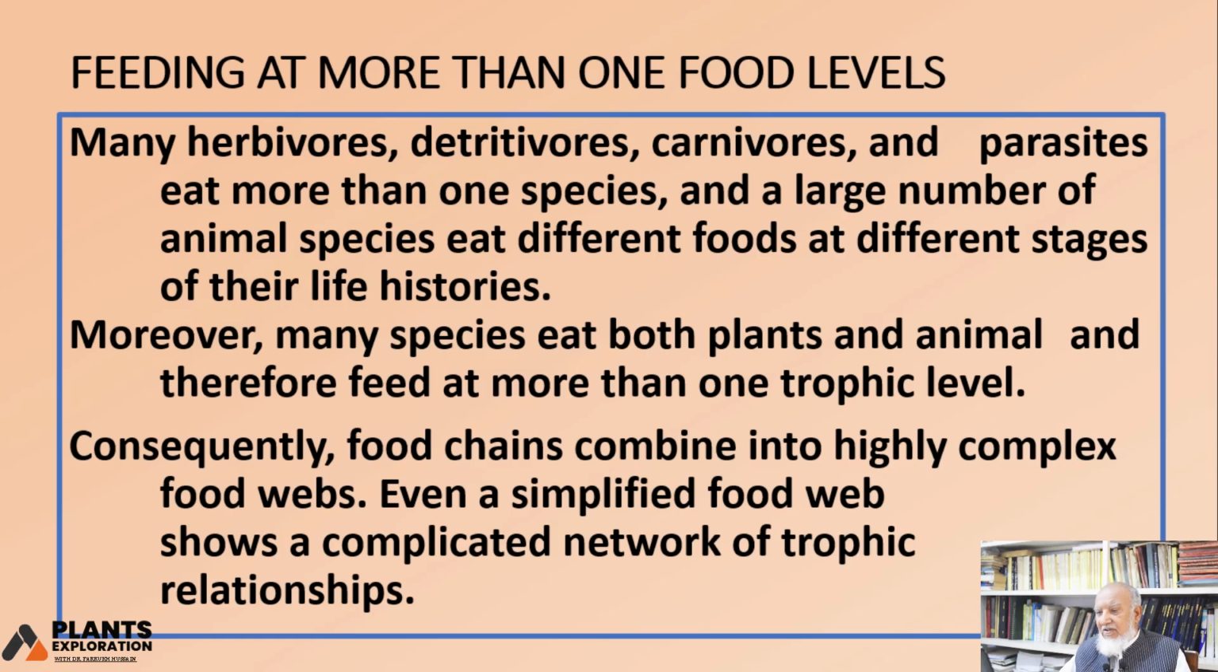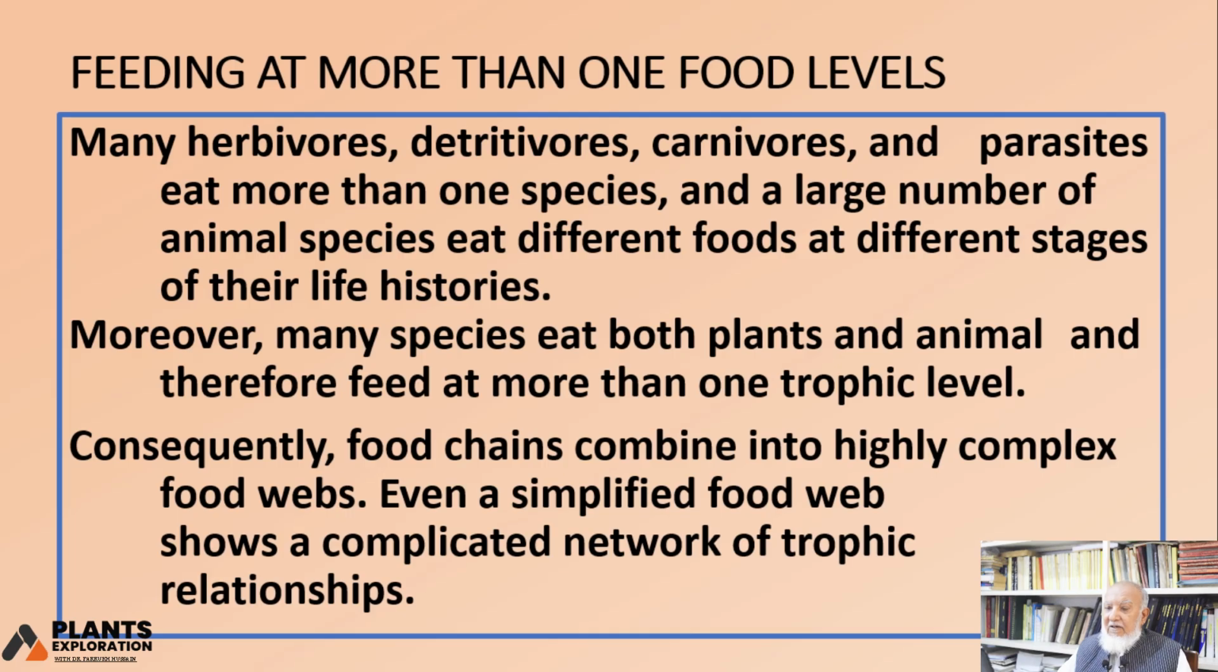Moreover, many species eat both plants and animals and therefore feed at more than one trophic level. So all those species which utilize plants and animals depend upon more than one trophic level. Consequently, food chains combine into highly complex food webs. Even a simplified food web shows a complicated network of trophic relationships.